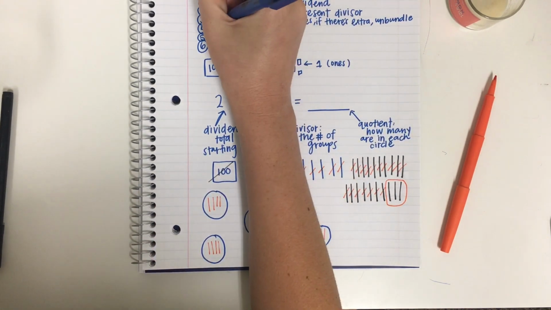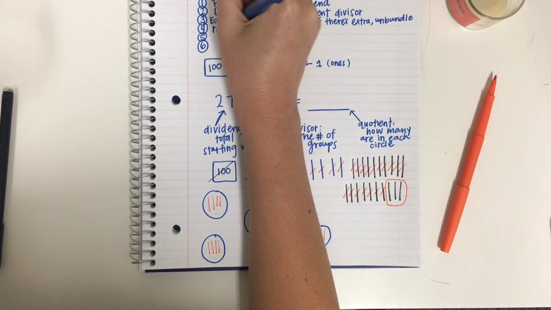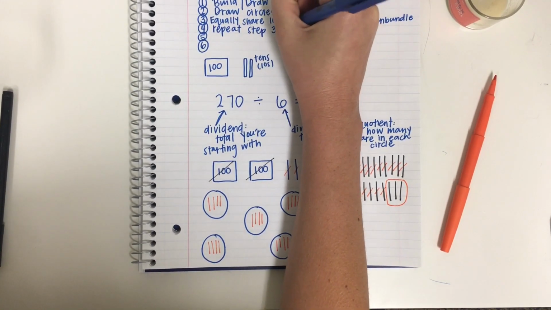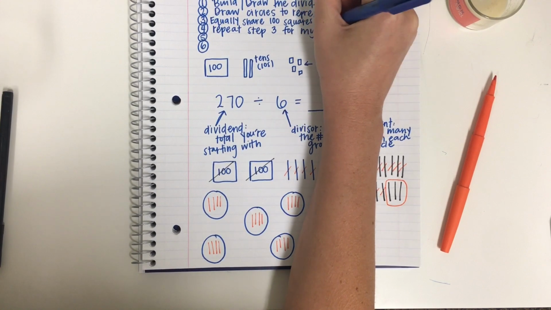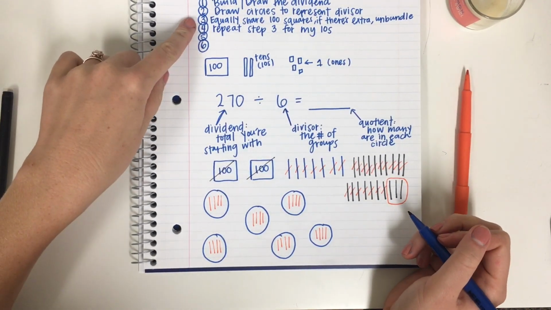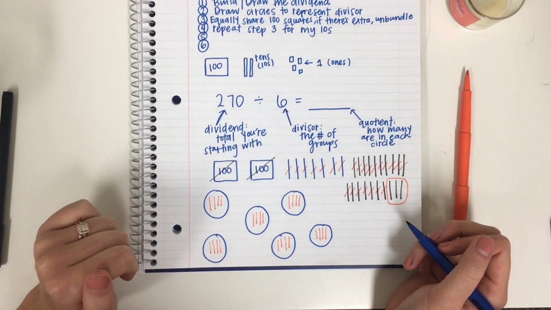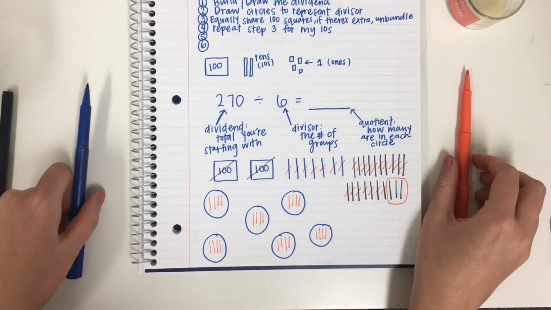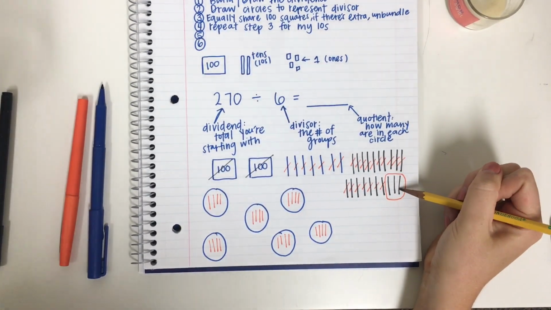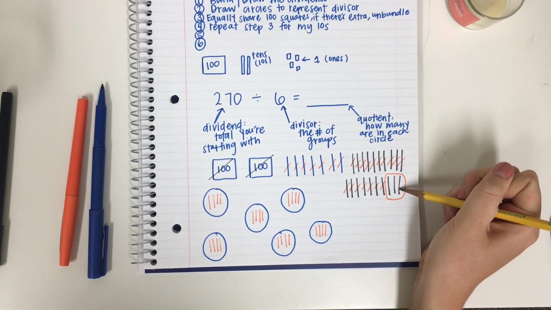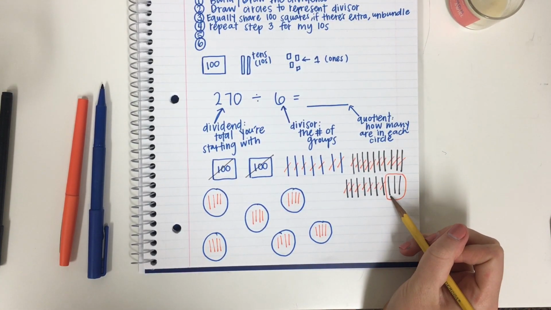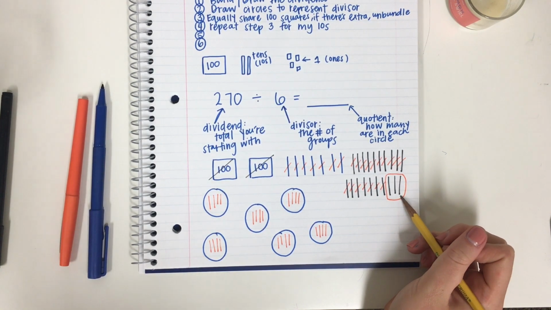Okay, and I'm going to repeat step 3 for my 10. So now I need to break, just like I broke apart my 100 square, I have to break apart my 10 square, okay? So I'm going to get a different color. So I have 3 10 blocks. I need to break them up into ones in order to equally distribute them. So this is a block of 10, this is a block of 10, and this is a block of 10.